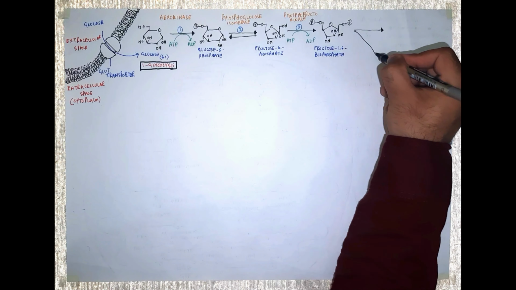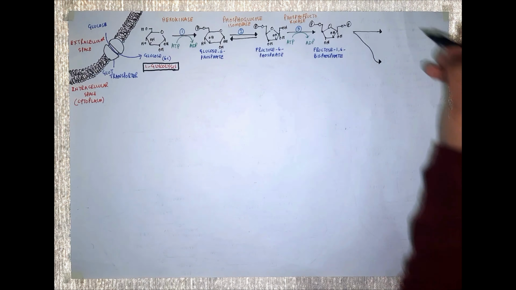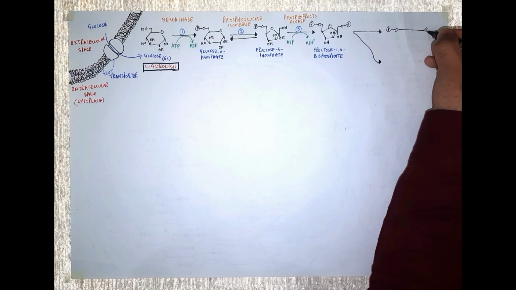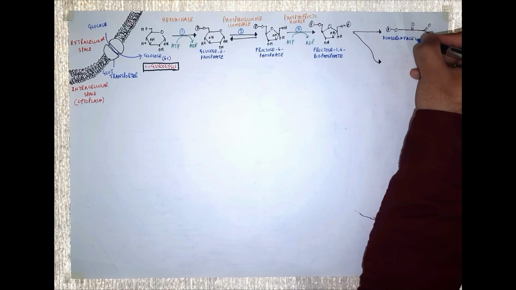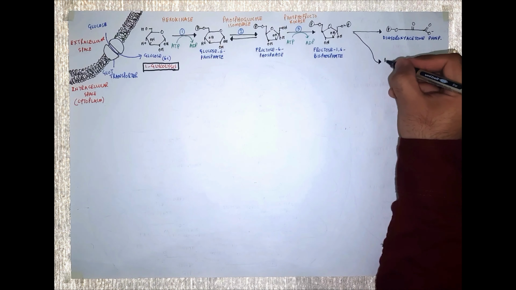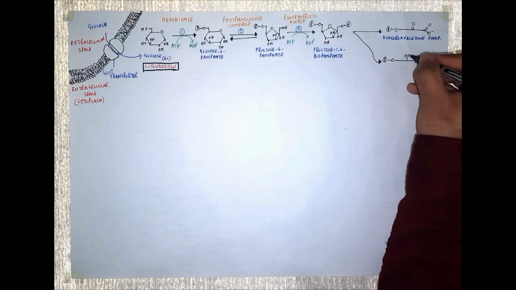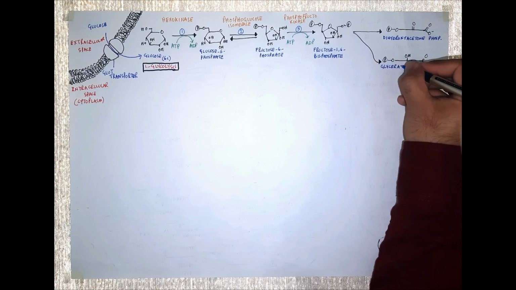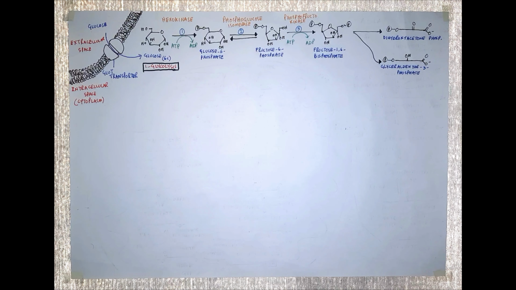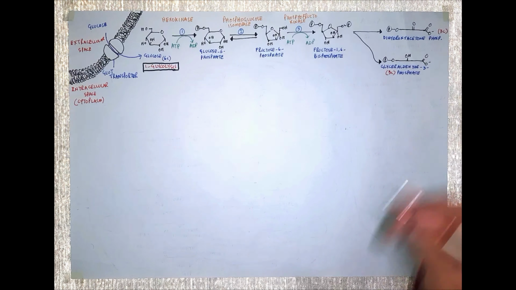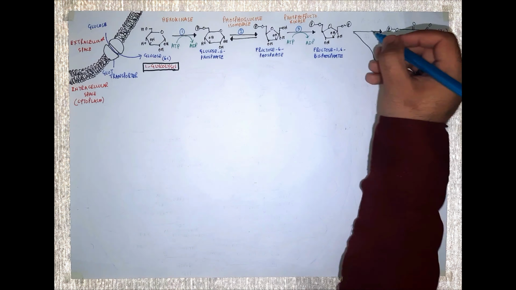Fructose 1,6-bisphosphate then splits into two equal halves. Two 3-carbon intermediates are formed, which are dihydroxyacetone phosphate and glyceraldehyde 3-phosphate. Both are isomers of each other. The splitting reaction is done by the enzyme aldolase.